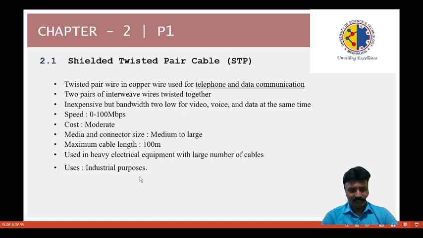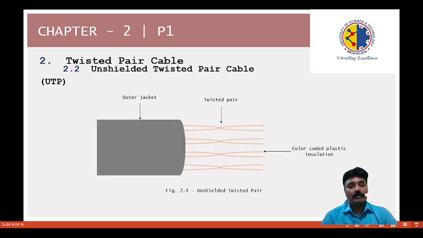It is generally used in industries, so electrical industries and electronics-based industries. These types of cables will be used there. The second one is the unshielded twisted pair cable, UTP.